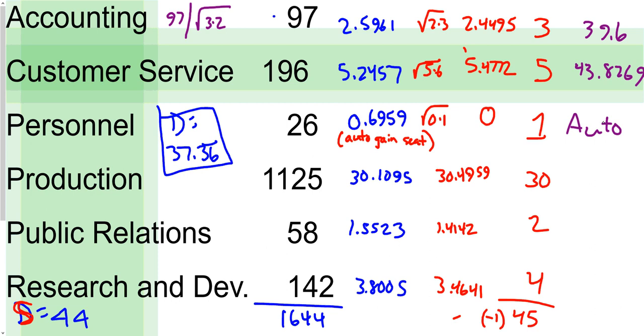Let's do more. Okay. So 30 times 31, that is 930. And so we do 1125. Let's clear my calculator out. 1125 divided by the square root of 930. 36.8902.